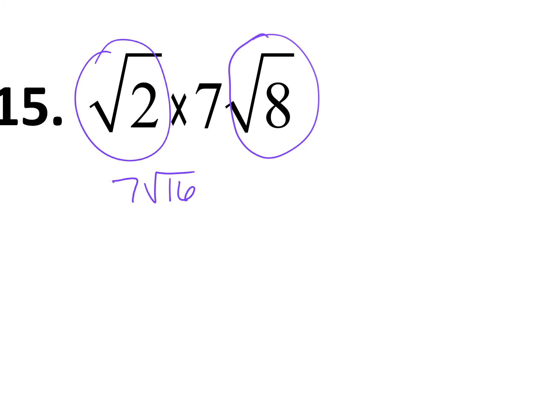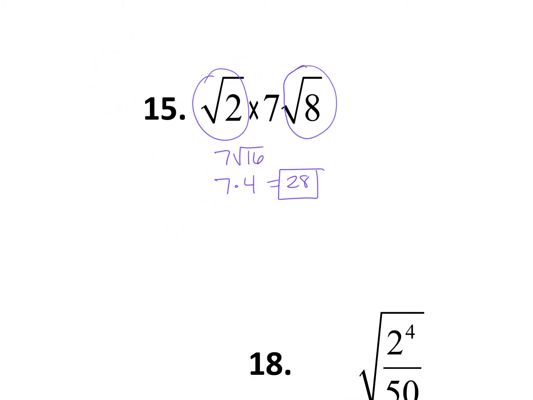It's 4, right? That's a perfect square. Don't forget to look for perfect squares in your numbers. The square root of 16 is just 4. So this is really just 7 times 4. So 28. Those are the lovely ones.